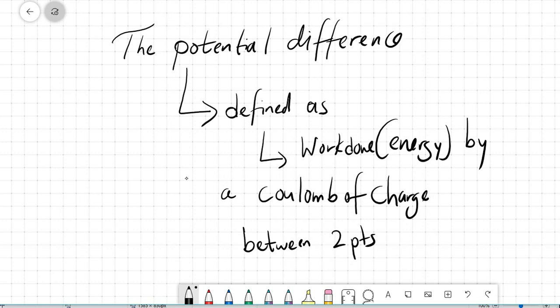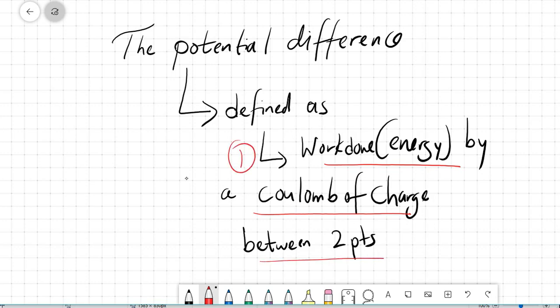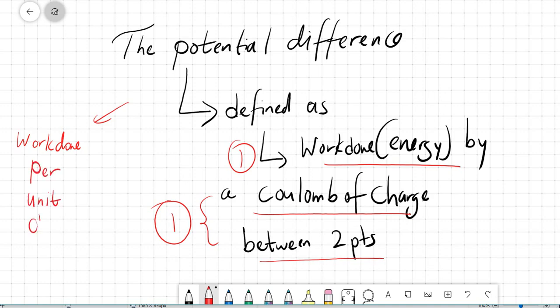So it is the work done, that's 1 mark, by a coulomb of charge between 2 points. That is the 2nd mark there. The work done by a coulomb of charge, also a unit of charge. So the short version is work done per unit charge. This is charge, this is C. Okay, this is the short version of it.